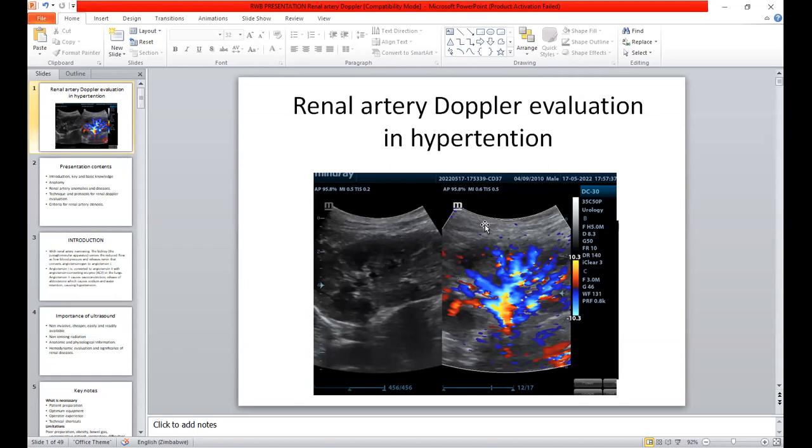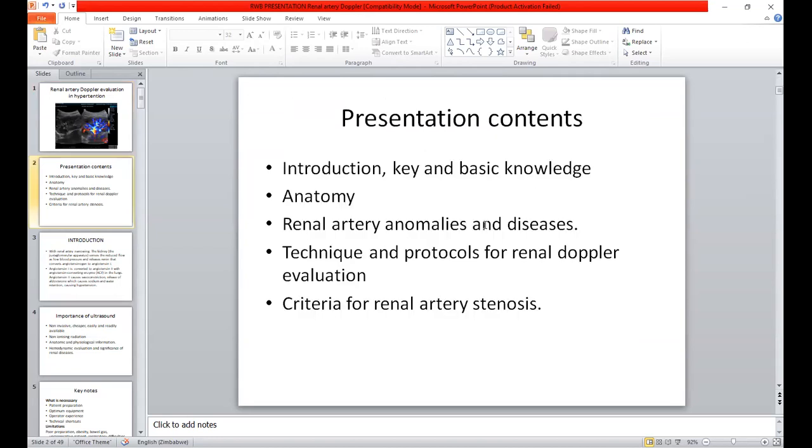Okay. So in this presentation, I'm going to look at an introduction and some key and basic knowledge about hypertension and renal Doppler evaluation. I'm going to touch a bit on the anatomy of the kidneys and the renal vessels. I will also be looking at renal artery anomalies and diseases. I will also look at the technique and protocols that are expected when doing this examination, and I will touch on the criteria for renal artery stenosis.